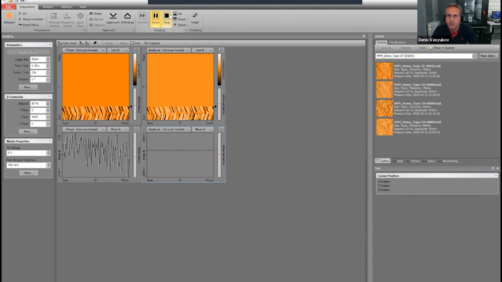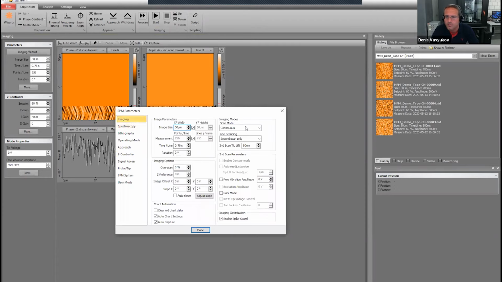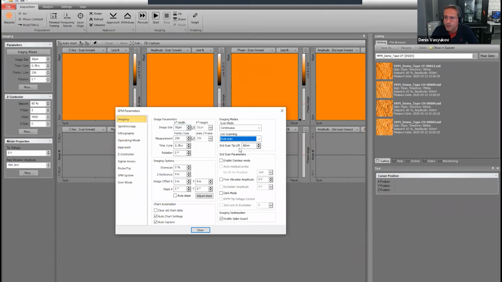For the contour following mode, again, you have to go to imaging, go to line scanning, dual scan. And for the dual scan parameters, you have to enable the contour mode. So here, there you go. And for the second scan, you can now reduce it or keep the same. So just make it 50 nanometers.